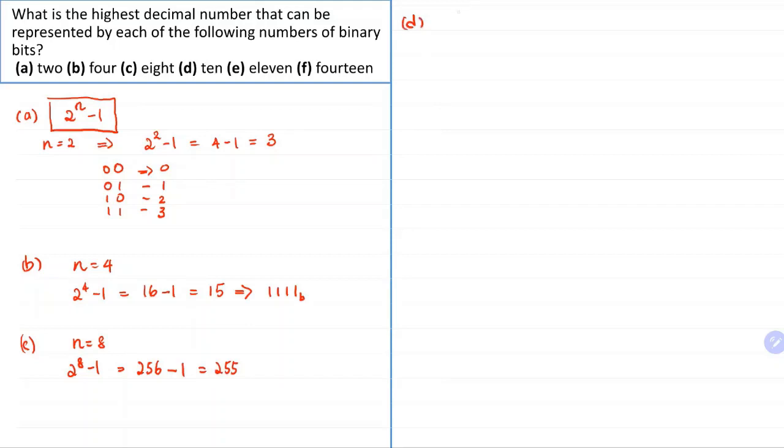D, the number of bits n is equal to 10. So 2 to the 10 minus 1. 2 to the 10 is equal to 1024, minus 1. That will be 1023.